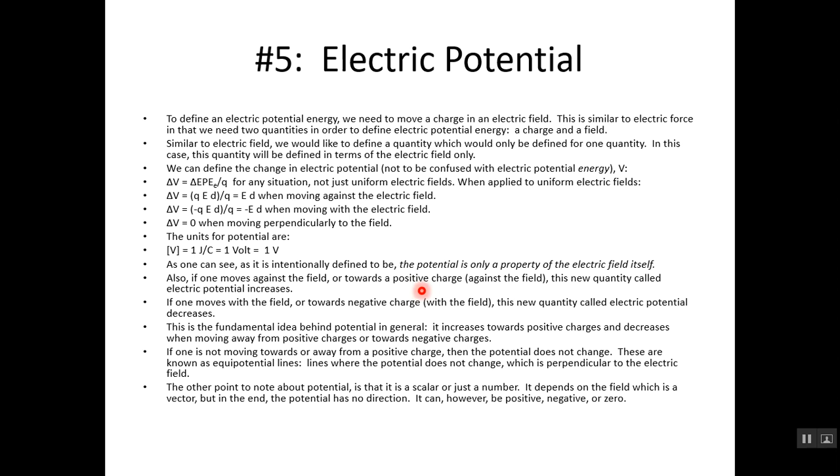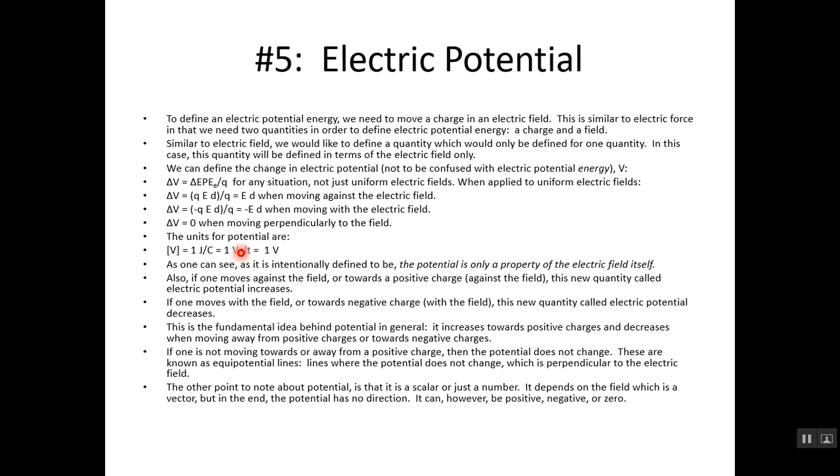What you can do is define the change of voltage or electric potential like this. If you're moving a charge in a field, in this case a uniform field, and this only applies to a uniform field, you take the change in electric potential energy and divide by the charge that you're moving around in there. That gives you the change of electric potential. So they're almost the same terminology. One's potential energy, but they're two different things. That's given by delta V. So the delta EP is plus or minus QED. If you divide by the charge, what do you get? You get plus or minus ED.